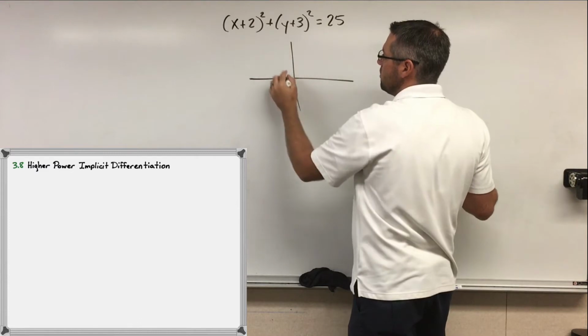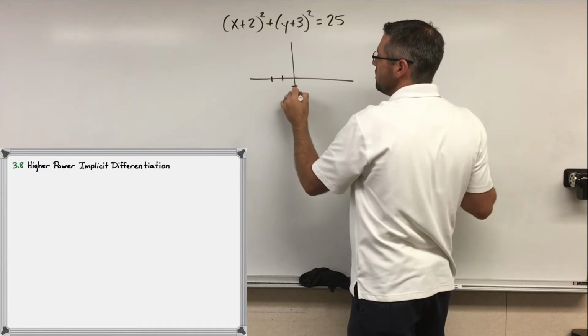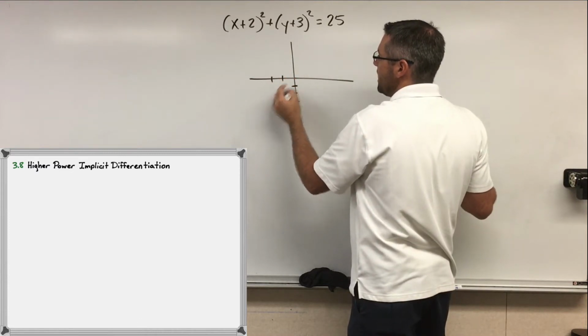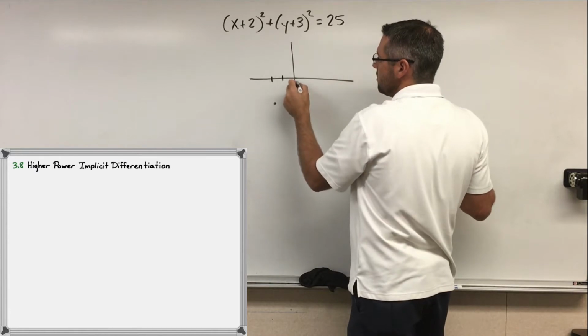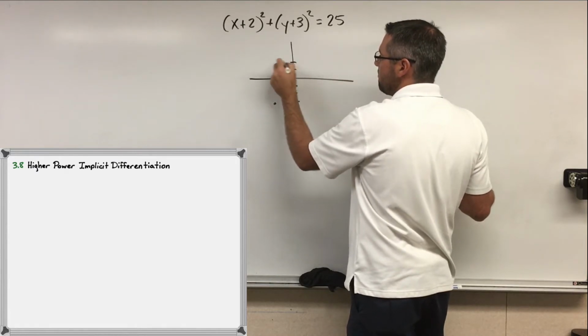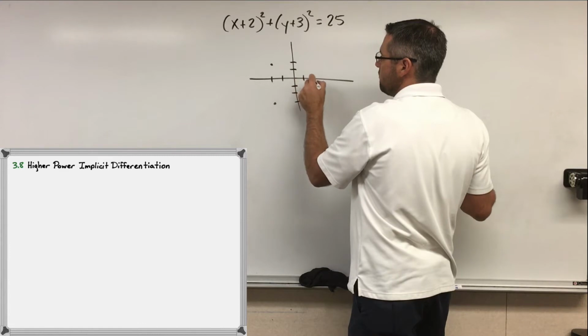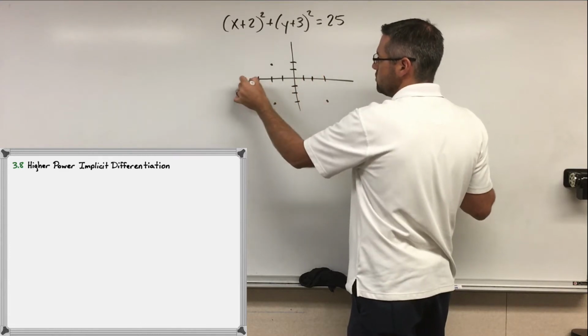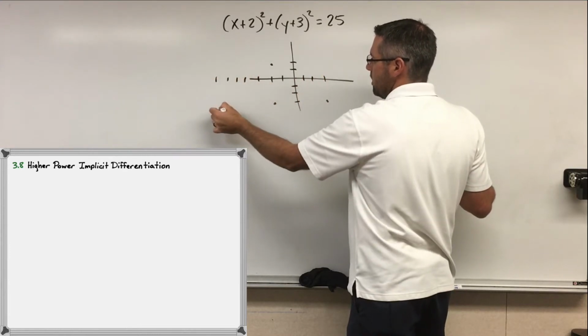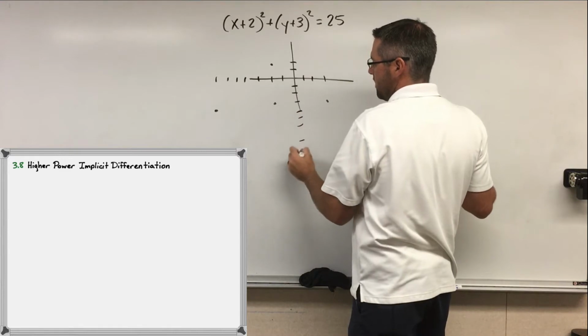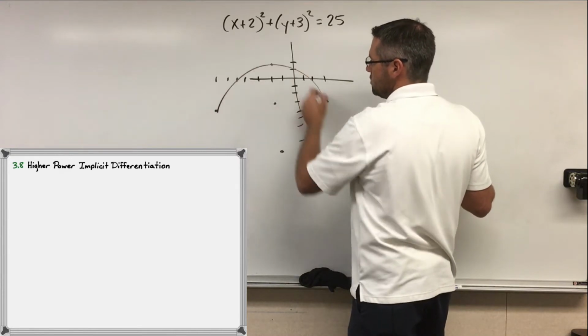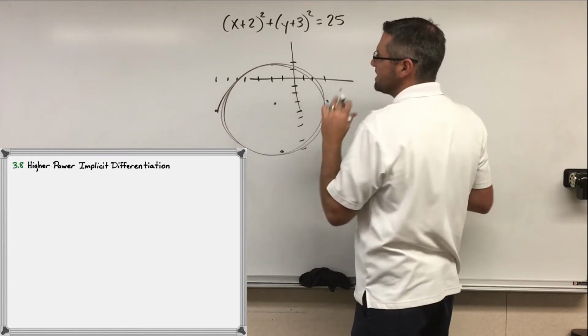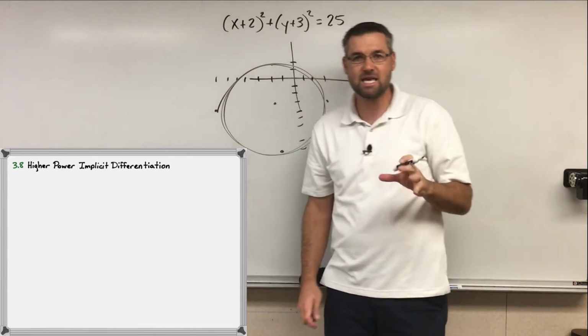Here we have a circle that's centered at (-2, -3), and it has a radius of 5. Not exact, but so we get this circle here, right? It's not explicitly written as y equals.